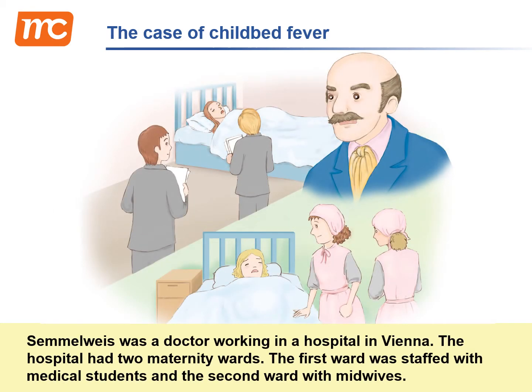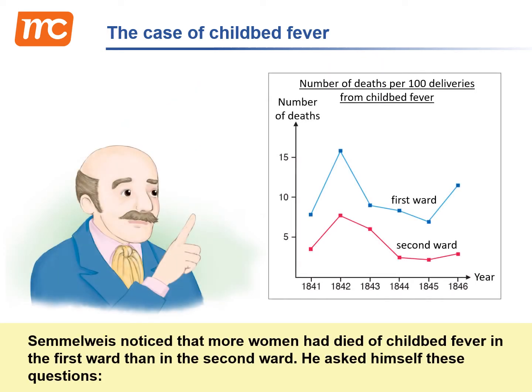Semmelweis was a doctor working in a hospital in Vienna. The hospital had two maternity wards. The first ward was staffed with medical students and the second ward with midwives. Semmelweis noticed that more women had died of childbed fever in the first ward than in the second ward.